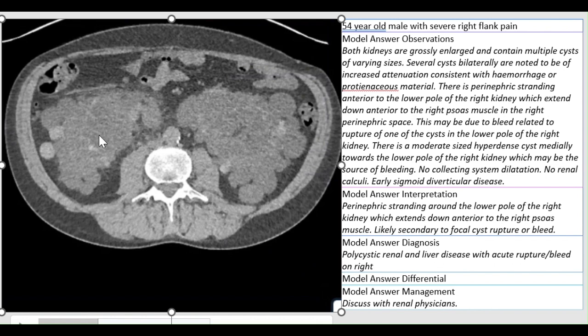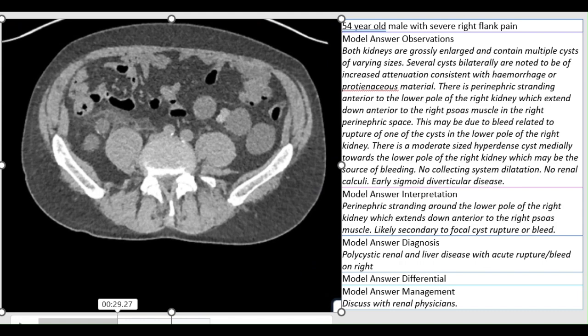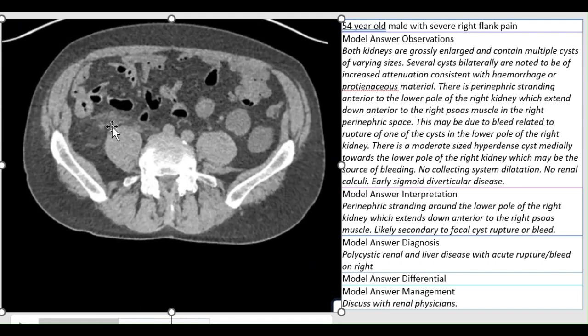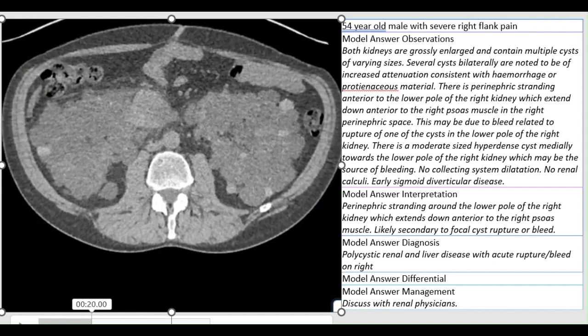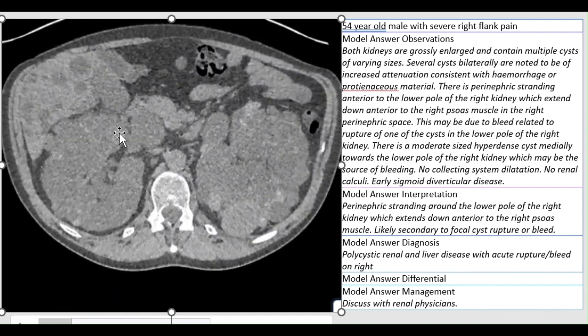The interpretation here: perinephric fat stranding anterior to the lower pole of the right kidney, as well as the right psoas muscle, with a background of renal and liver cystic disease in a patient with right flank pain.